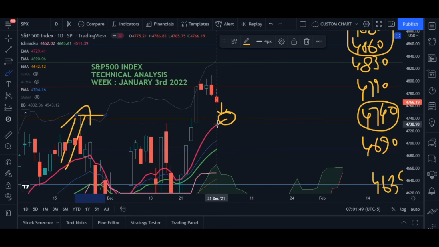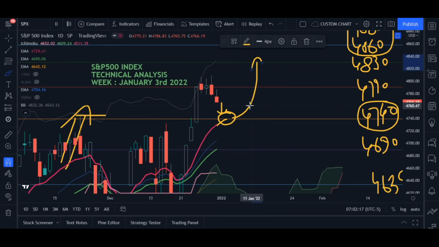Upon hitting this moving average and this particular support at 4740, this is where the market will hold. After holding here, the market will take a U-turn and then move up. This is what is most likely to happen, most likely.